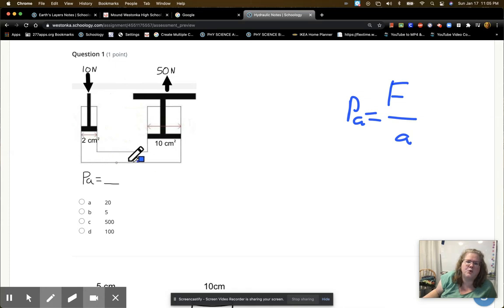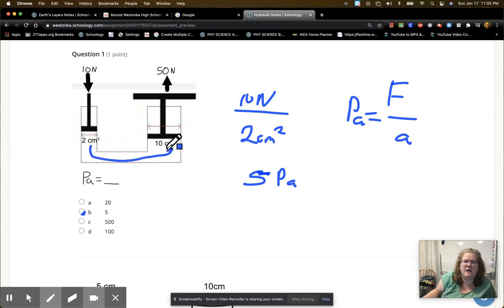So I want to find out what the pressure in this fluid is. I can go either way. In this case, my force is 10 newtons divided by my area, 2 square centimeters, which means my pressure is 5 pascals. And that would be the answer. So that means everywhere in this fluid, I'm exerting 5 pascals of pressure there, and there, and there, and there, and there, and that means up on this one. And if this is going down, then this pressure is 5 pascals going up.